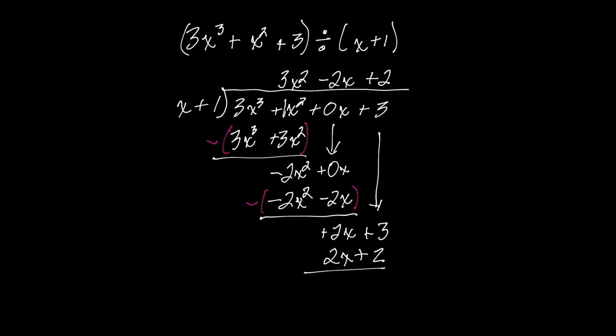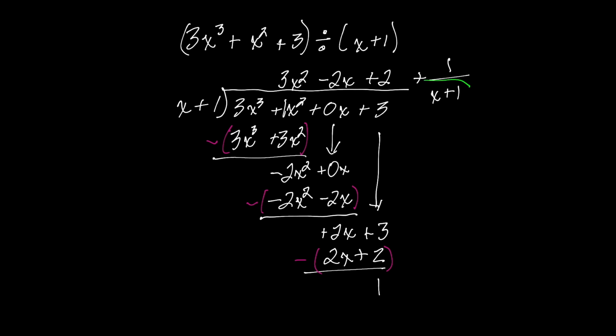Subtract both terms. Gets kind of repetitive after a while. And then 2x minus 2x, that's 0. And 3 minus 2 is 1. So there is a remainder of 1. So plus my remainder of 1. And it's 1 over x plus 1.